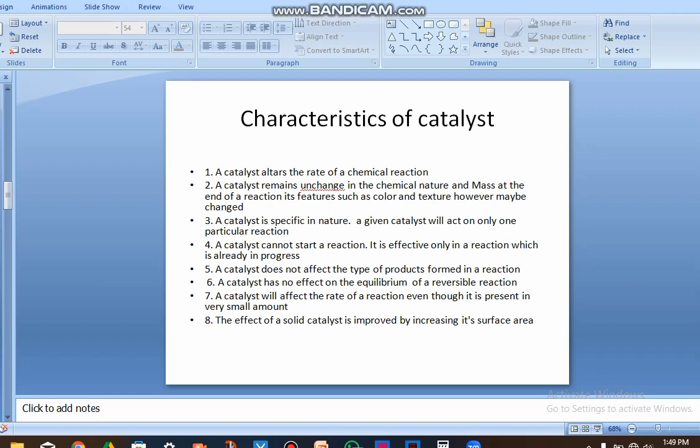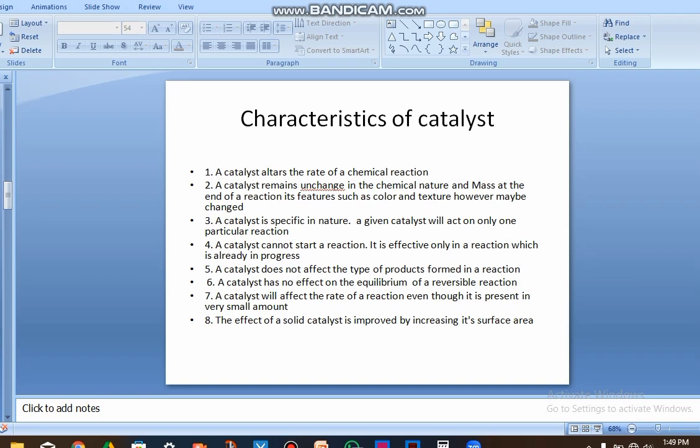Then number four, a catalyst cannot start a reaction. Take note, a catalyst cannot start a reaction. It is effective only in a reaction which is already in progress, a reaction that has already started. Are you getting it now? Number five, a catalyst does not affect the type of products formed in a reaction.